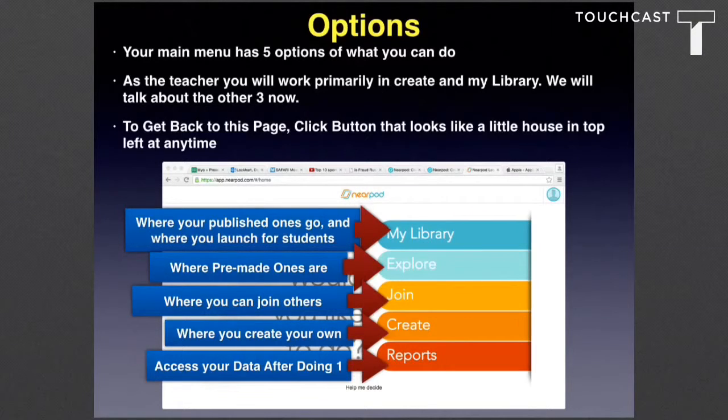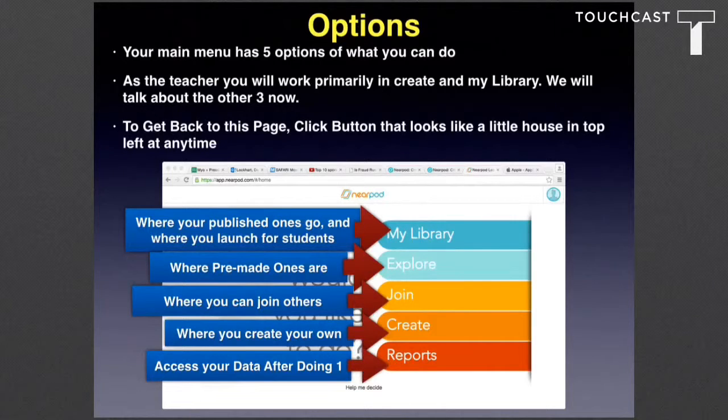Right underneath that is Explore. Nearpod has a full library of ones you can actually buy, and a few free, and so you can explore those there. On Join, it just allows you to join somebody else's. Where you're going to live and breathe a lot is in Create, and this is where you actually create your own. And then last but not least, Reports is where you get all that really good data that you want.